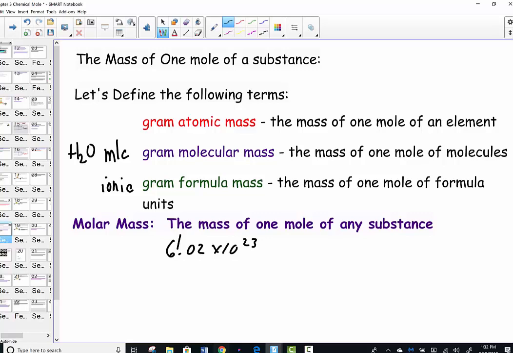Well, the secret still lies on the periodic table. I have 2 H's and an O. Each hydrogen would contribute 1.008 grams. There's 2 of them. And an oxygen is essentially 15.999, I'd call it 16. I'd weigh out 18 grams of water to get 1 mole of water molecules. Gram molecular mass, molecules.